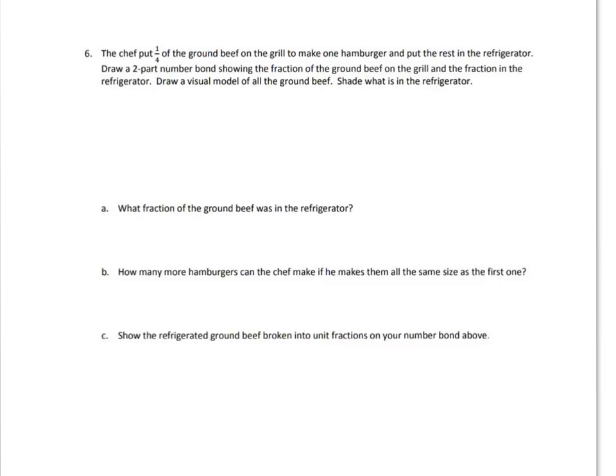Let's look at the last problem we are going to work on. This problem reads, the chef puts 1/4 of the ground beef on the grill to make 1 hamburger and put the rest in the refrigerator. Draw a 2-part number bond showing the fraction of the ground beef on the grill and the fraction in the refrigerator. Draw a visual model of all the ground beef. Shade what is in the refrigerator.